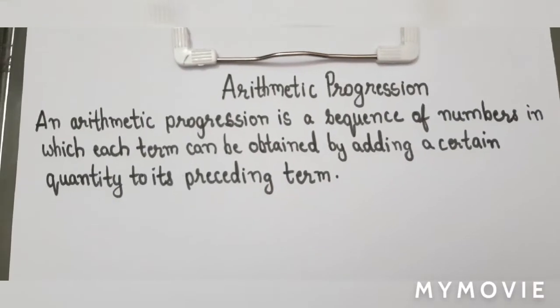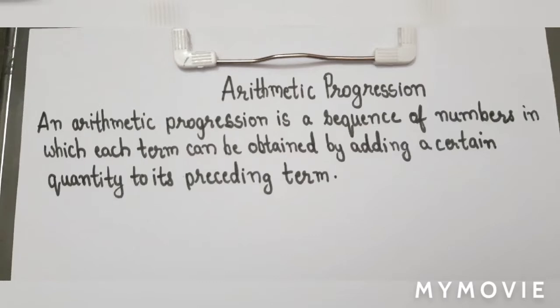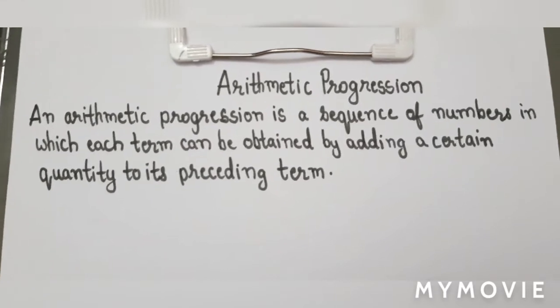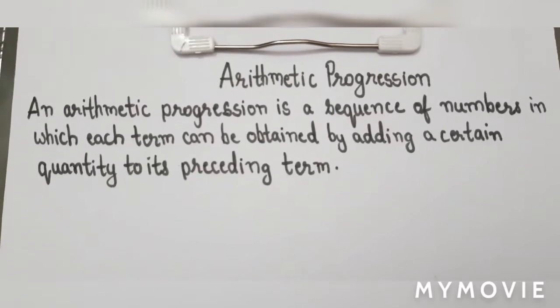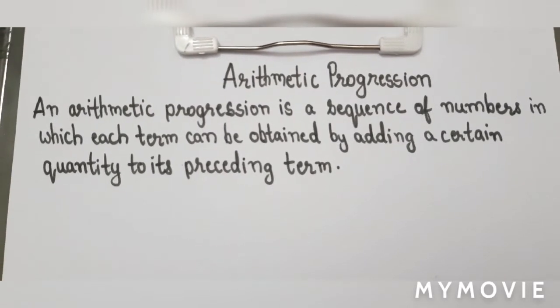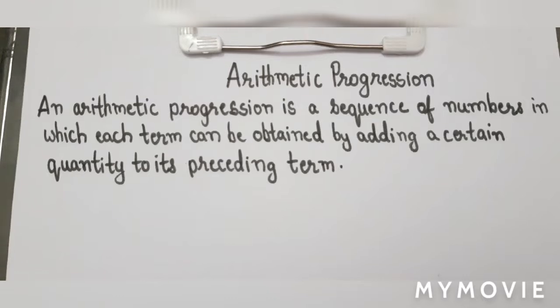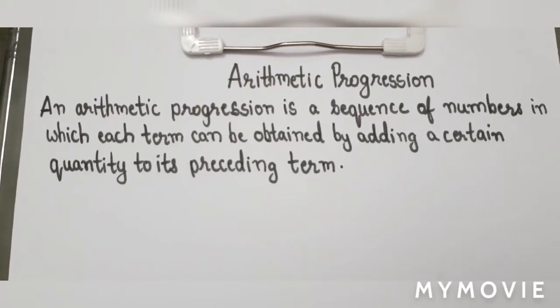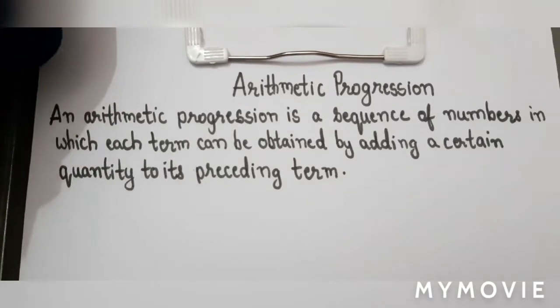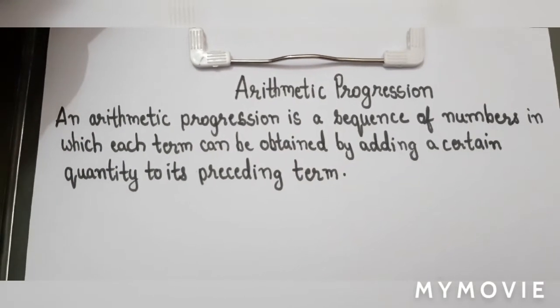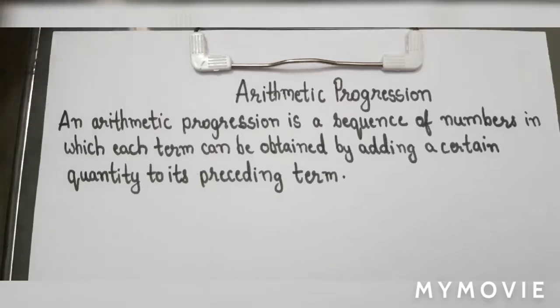So friends, the definition of arithmetic progression is: an arithmetic progression is a sequence of numbers in which each term can be obtained by adding a certain quantity to its preceding term. So friends, this is the definition of arithmetic progression. So let's move on to our first question.